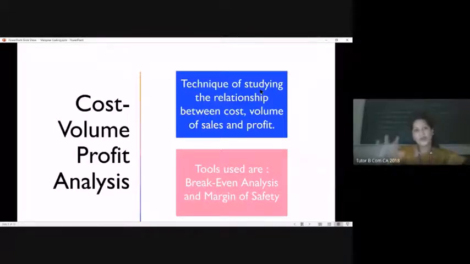So in cost, volume, profit analysis, we are analyzing whether the firm is able to cover its cost and make profit in this particular business.